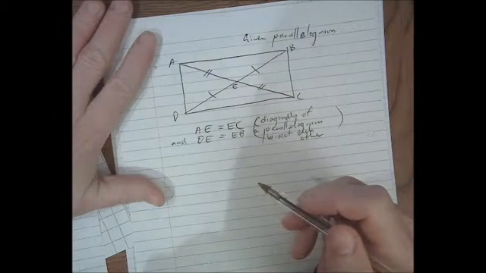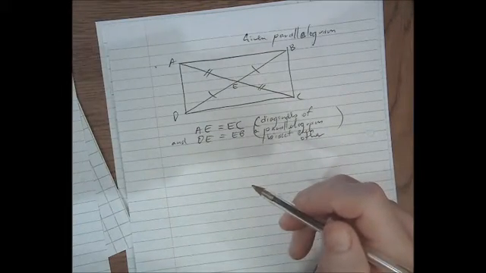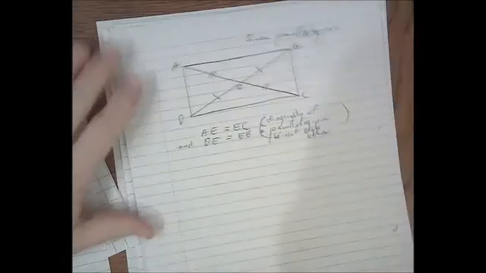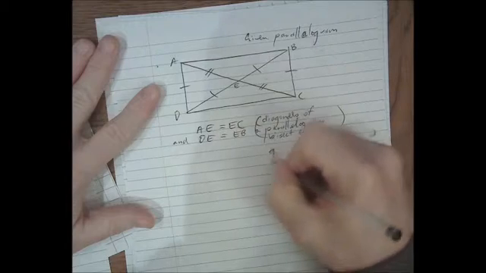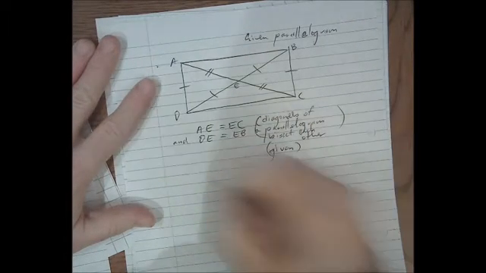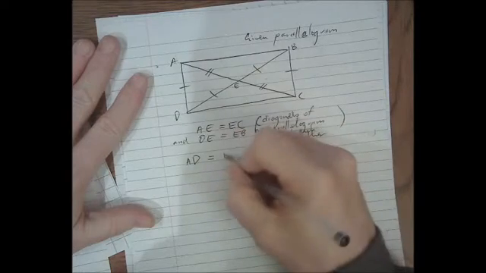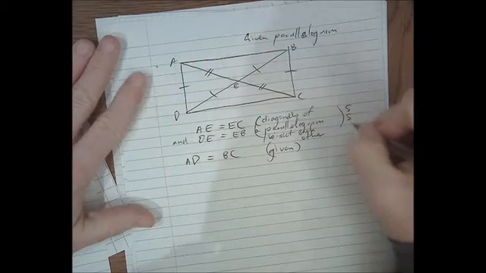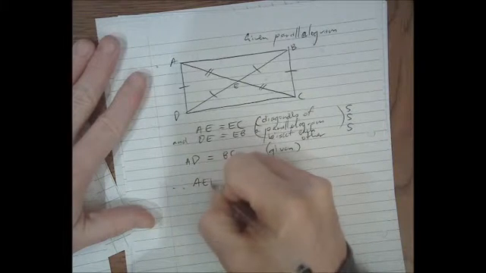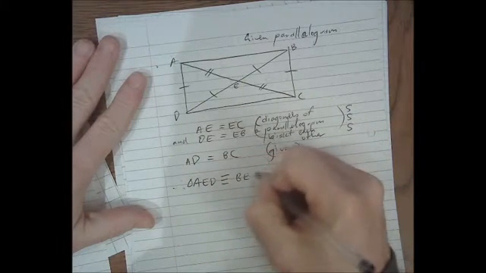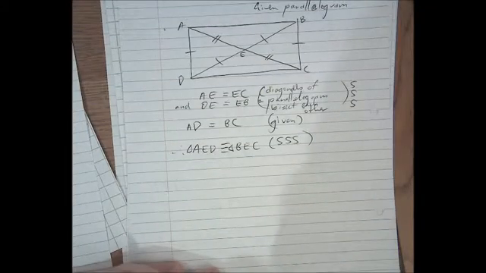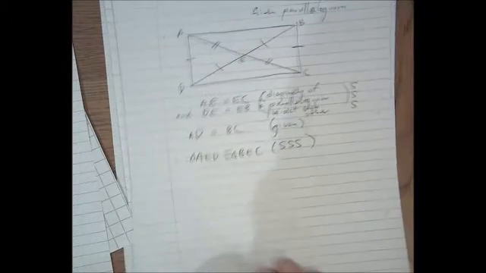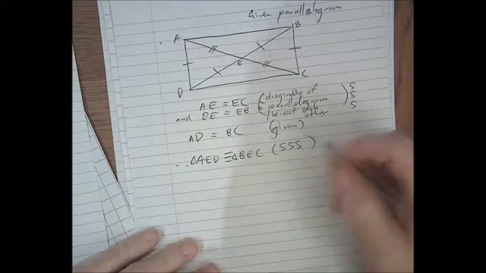Remember, these always have 3 lines. Let's say I now also tell you that that's equal to that. Well, here's a classic little reason where you just say that something was given. So AD equals BC. So therefore we covered a side, we covered a side, we covered a side. So therefore triangle AED is congruent to triangle BEC by the SSS test that I covered at the start of this video.